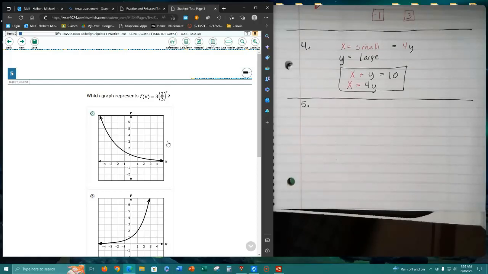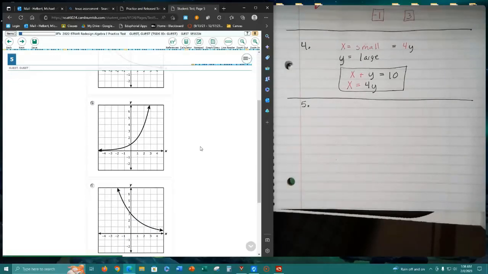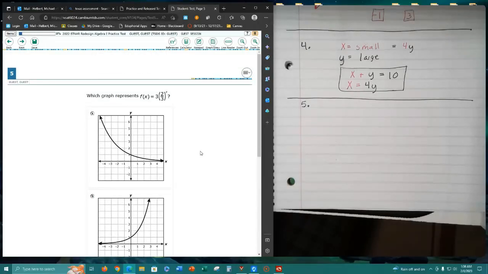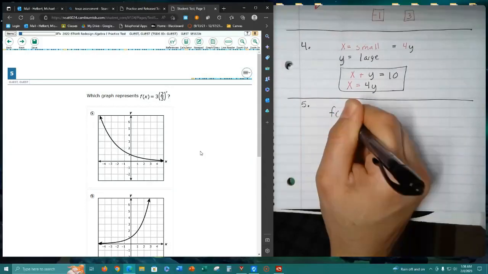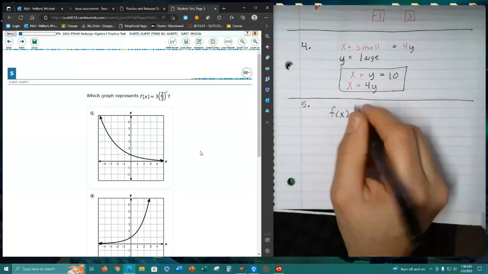Here in number 5, notice it says, which graph represents f of x is equal to 3 times 2 over 3 to the power of x. Now, what I hope you realize is this is just an exponential function, and when you get an exponential function like this and they're giving you pictures, I believe the best thing to do is just graph it. But before we even graph it, let's see if there's something we can cancel out. So let's go back and write our exponential function.